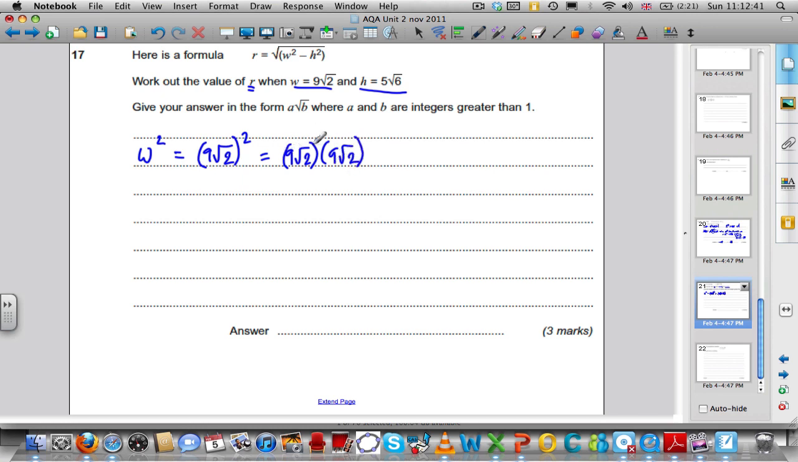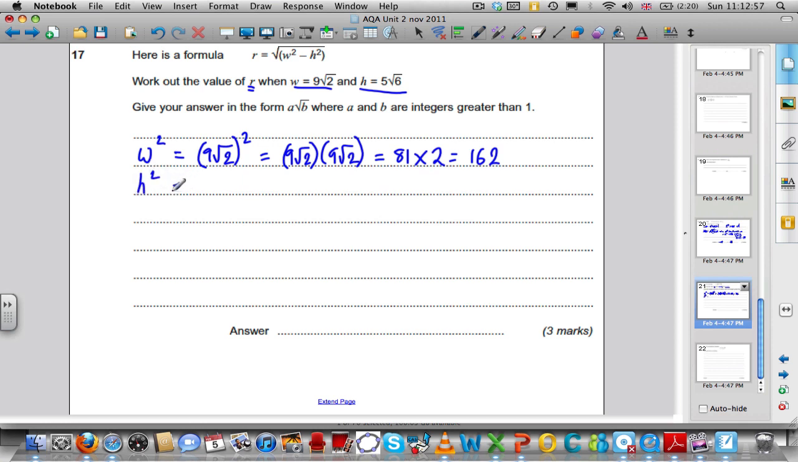We could do the numbers multiplied by each other first. 9 times 9 is 81. Root 2 times root 2 is root 4, which is 2. So that's 81 times 2, which is 162. Let's also work out h squared.